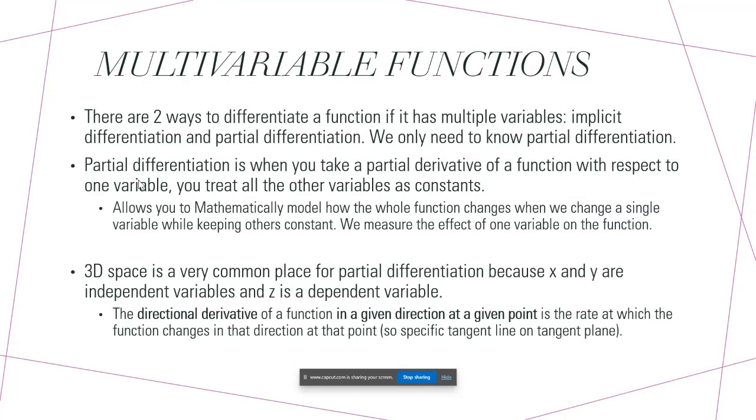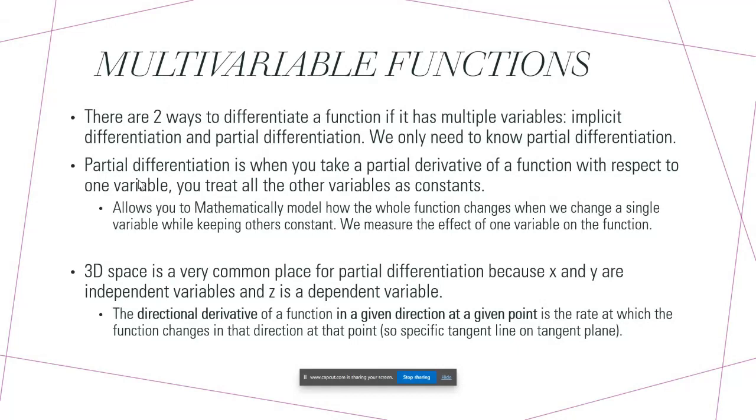Partial differentiation is when you take a partial derivative of a function with respect to one variable and you treat all the other variables as if they were constants. So you only look at one variable, everything else is a constant. This allows us to mathematically model how the whole function changes when we change a single variable while keeping others constant. AKA, we can basically measure the effect of one variable on the function, which can help us with a lot of processes like optimization and gradient descent, etc.